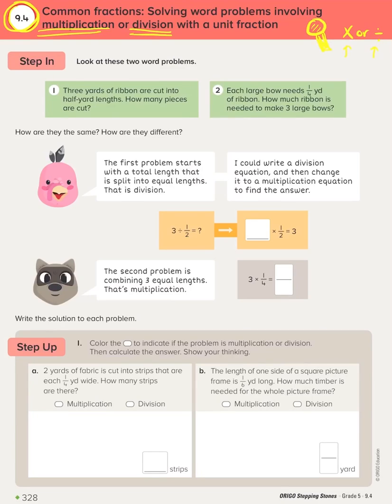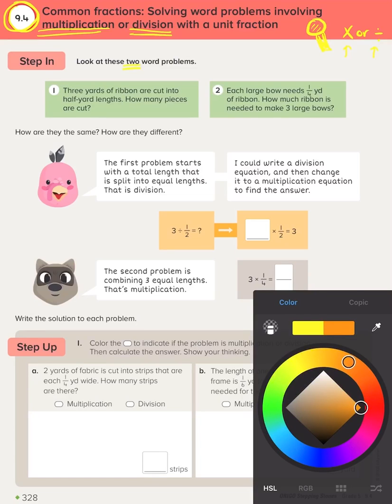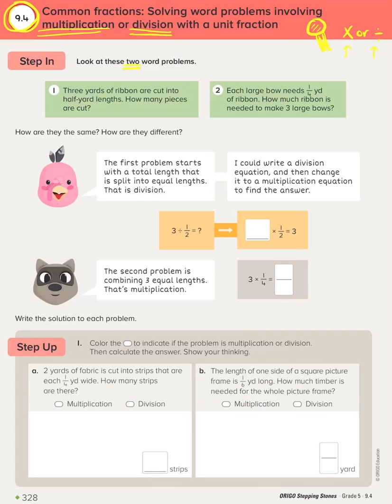Okay, so let's go ahead and look at the step-in. The first problem in the step-in says, look at these two word problems. So there's two word problems. And we're going to assume right now that one of these word problems is a multiplication one and one is a division one. And we have to figure out which one of these problems is a multiplication problem versus which one is a division problem. Okay, so we're going to look for our key words.